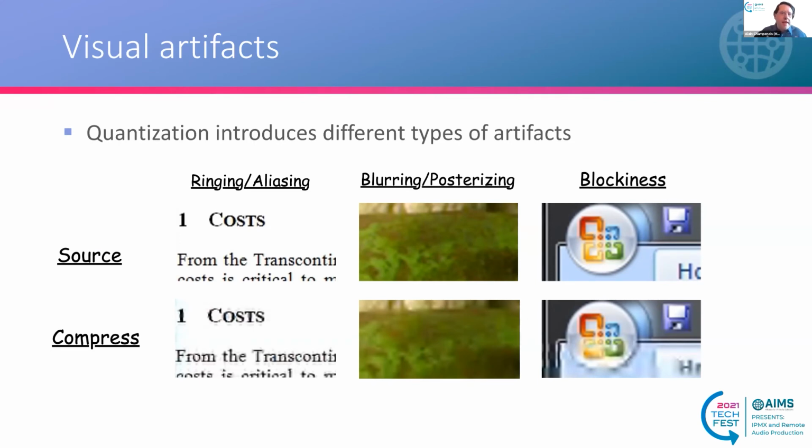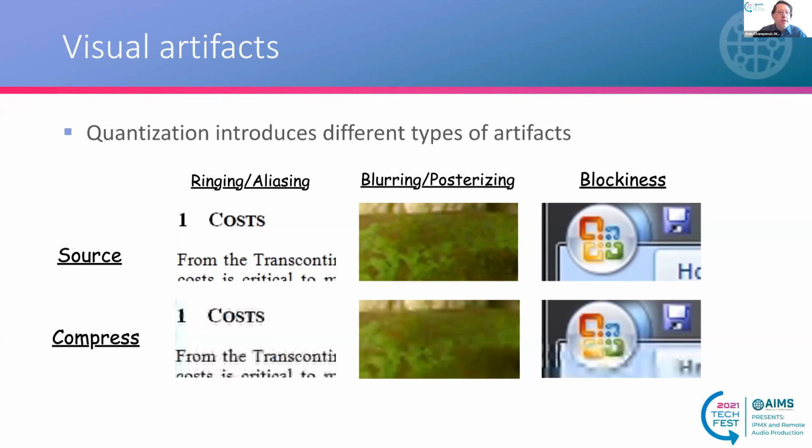First, you have the ringing and aliasing artifact, which happens with high frequency content with sharp transitions, for example, black and white text. You will see a ghosting effect or staircase effect. The second category of artifact is blurring or posterizing, which is a loss of detail or color happening with medium to low frequency content being removed.